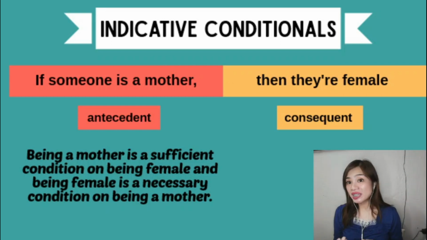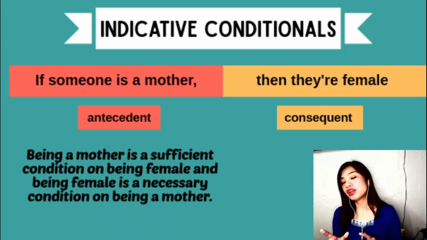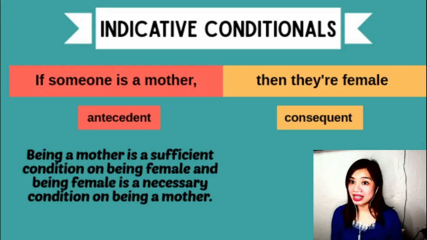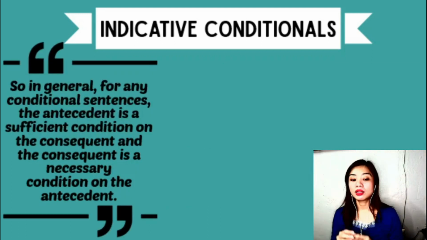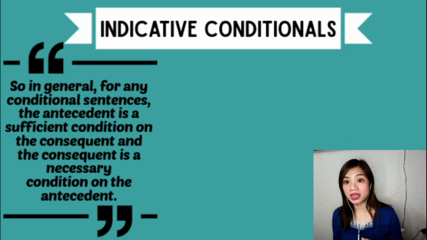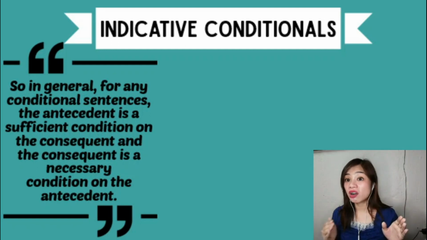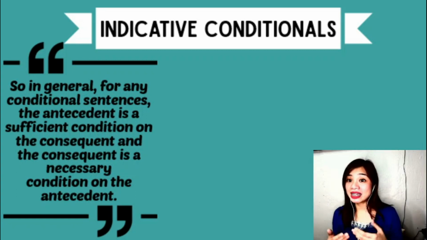So when we say one thing is necessary for another thing, that means that if you haven't got the first, then you haven't got the second. Water, for example, is necessary for plant life, right? So no water, no plants. Thus, this sentence says that being a mother is a sufficient condition on being female, and being female is a necessary condition on being a mother. So in general, for any conditional sentence, the antecedent is a sufficient condition on the consequent, and the consequent is a necessary condition on the antecedent.